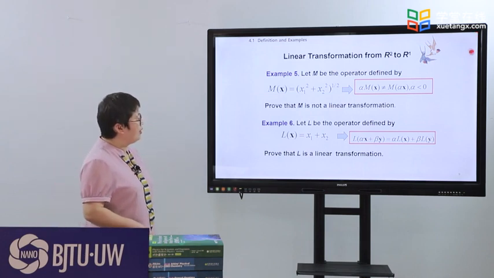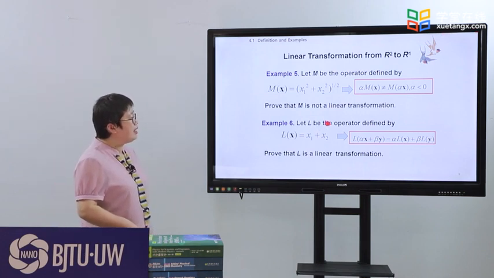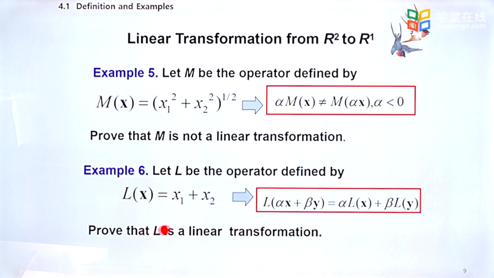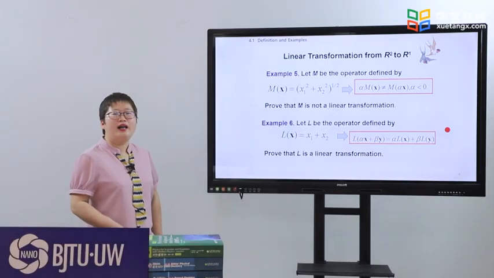Okay. We see this example. Let L be the operator defined in this way: L(x) = x1 + x2. You can check directly that L(αx + βy) just equals αL(x) + βL(y) for arbitrary scalars α and β, and for arbitrary vectors x and y in R2. So this L is a linear transformation.